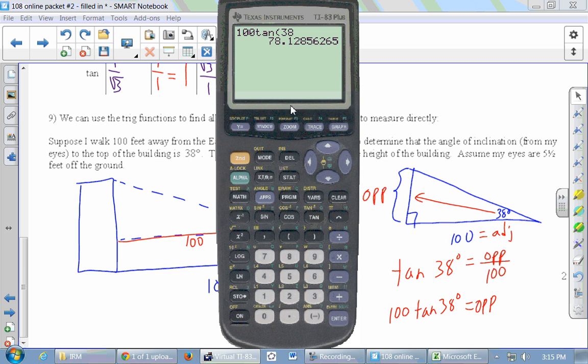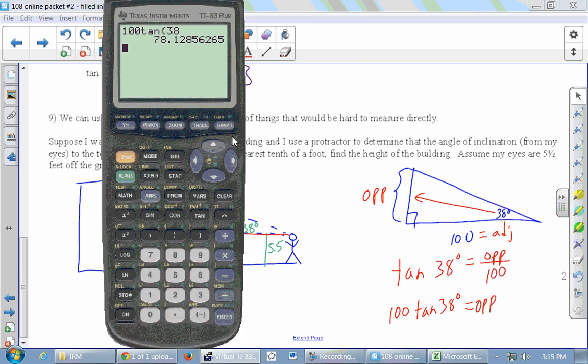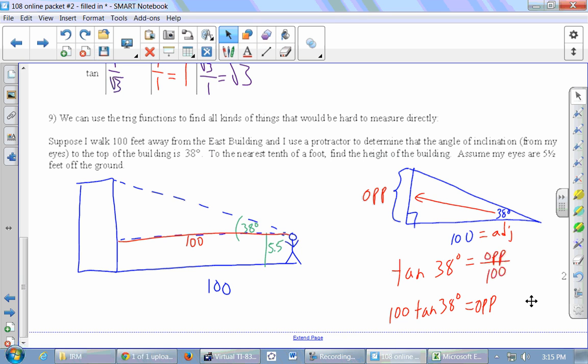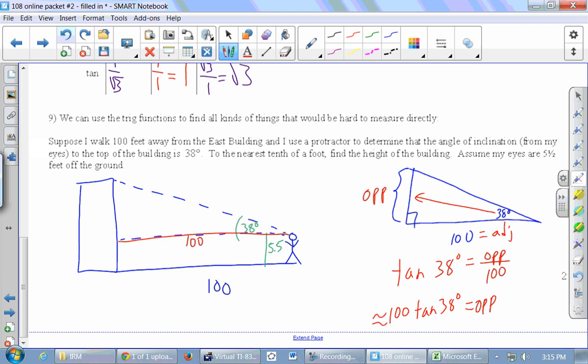And we get 78 point, let's see, we're going to the nearest tenth. So, yeah, nearest tenth, so 78.1 feet. So that's this length right here, 78.1. So then to find the height of the building, we just have to add the 5.5 feet that my eyes were raised off the ground. So then the height is roughly the 78.1 plus 5.5 feet. So about 83.6 feet.